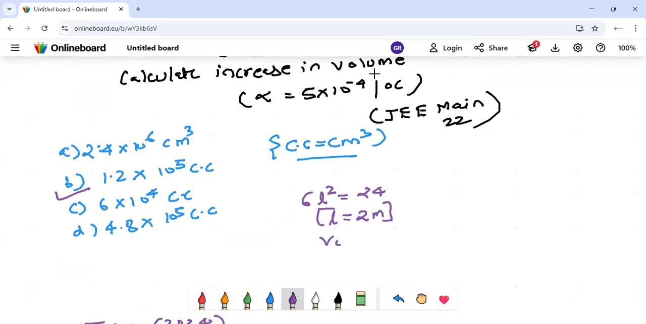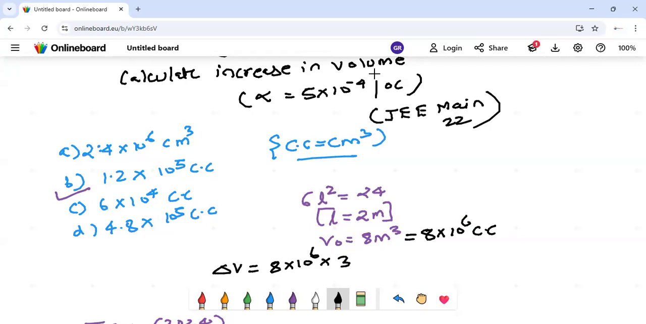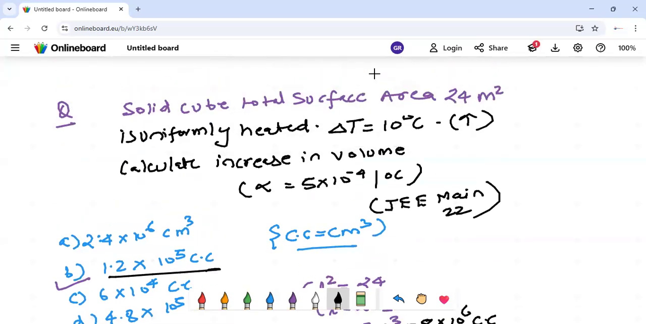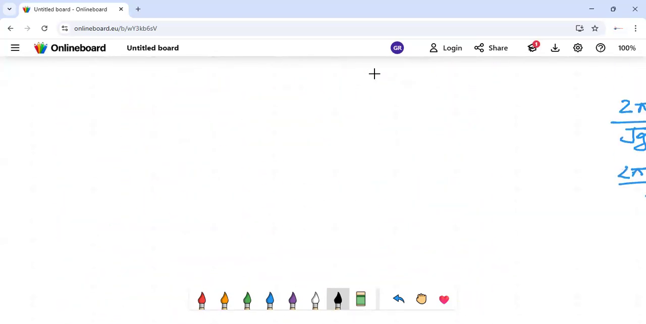So volume will become 8 meter cube, or 8 into 10 to the power 6 centimeter cube. Change in volume is basically 8 into 10 to the power 6 into 3 times alpha into delta T. So which will be this. Okay. Let me take another question.